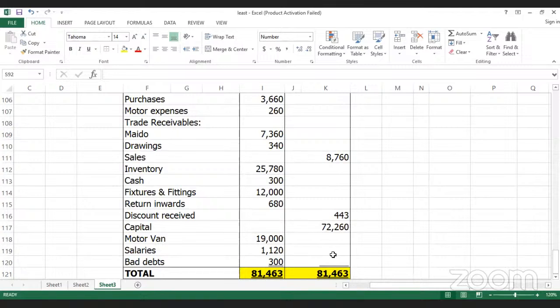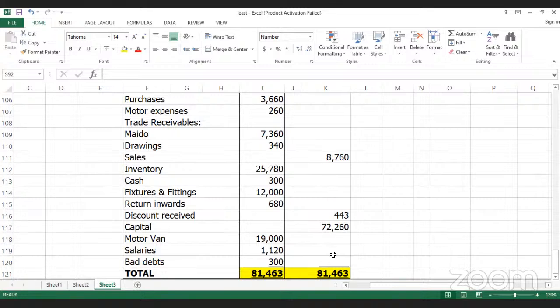What are some of the importances of this trial balance? We can use it to detect errors. So if there was any error, then the trial balance will help us identify that error. It will be a signal that there is a problem that has to be addressed. We have to go back and check the postings in each and every account. So it helps us to detect errors.